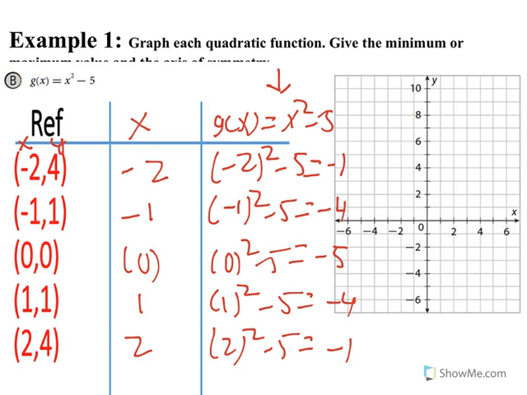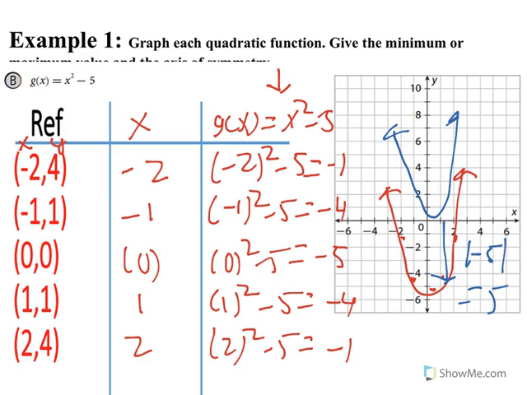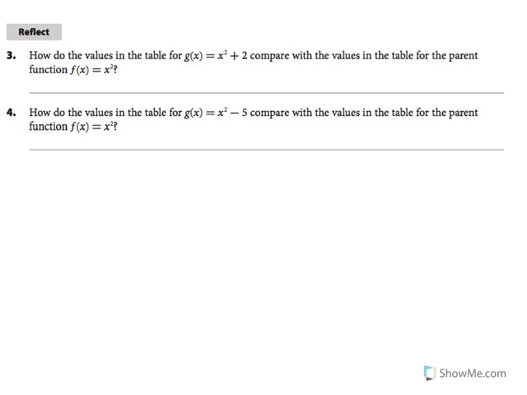So negative 2, negative 1 is here, and negative 1, negative 4 is here, and 0, negative 5 is here, and 1, negative 4, and 2, negative 1 is here. So then this is our graph. If you see, the blue is our parent graph, and you notice that the graph shifts 5 units down. The absolute value of negative 5 is 5. Okay, let's go on to our next example.